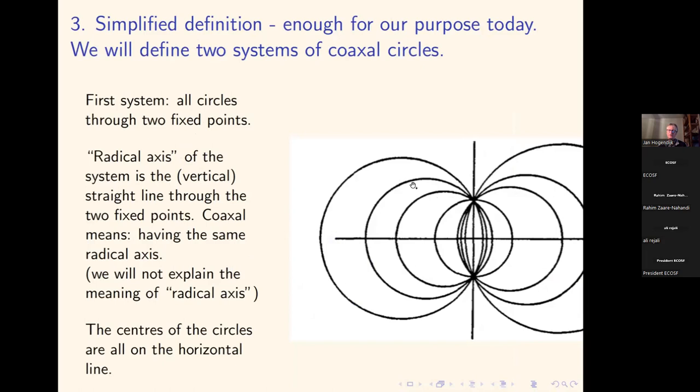Now, in this case, the radical axis of the system is the vertical line through the two fixed points. And I am not going to explain to you what a radical axis is because I can't do this in 10 minutes. But you have to know the word radical axis because coaxial, what does it mean? Having the same radical axis. The centers of the circles are on this horizontal line, of course.